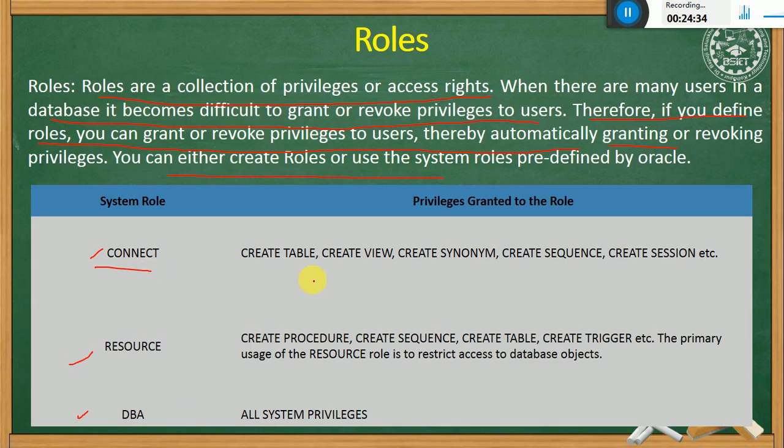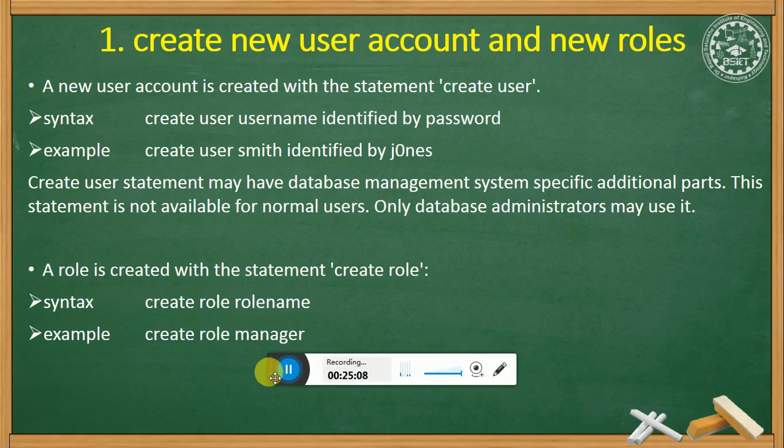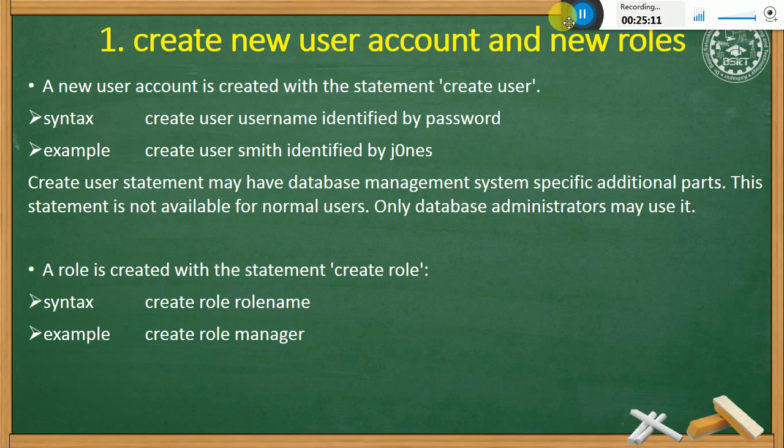A connect role can create a table, create a view, create a synonym, create a sequence, create a session. Then resource is another role, where it can create a procedure, create a sequence, create a table, create a trigger. Resource is one role which restricts the access of database objects. Last, DBA, the database administrator, has all the privileges. So these are the three system roles.